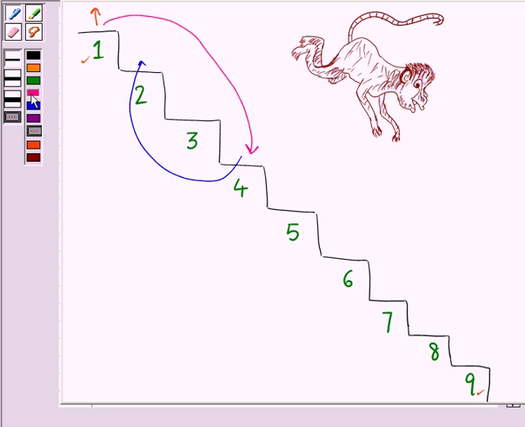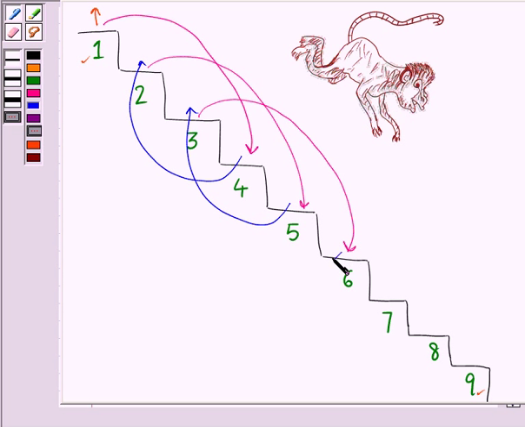Now from the second step, when he jumps down three steps, he reaches the fifth step. Now from the fifth step, he jumps back two steps up. So he reaches the third step again. From the third step, he jumps down three steps, so he reaches the sixth step. And from the sixth step, he jumps back two steps, that is six minus two, so he reaches the fourth step.